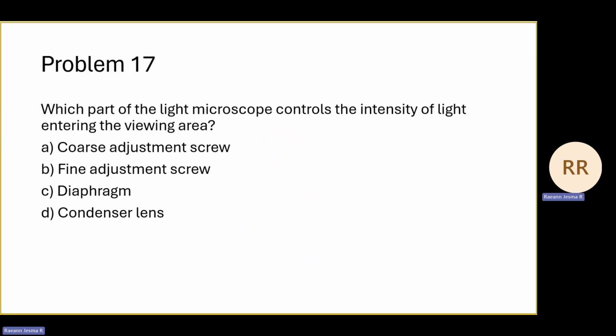Now let us move on to problem 17. Which part of the light microscope controls the intensity of light entering the viewing area? Option A, coarse adjustment screw. Option B, fine adjustment screw. Option C, diaphragm. Option D, condenser lens. So here, which is controlling the intensity of light entering the viewing area?